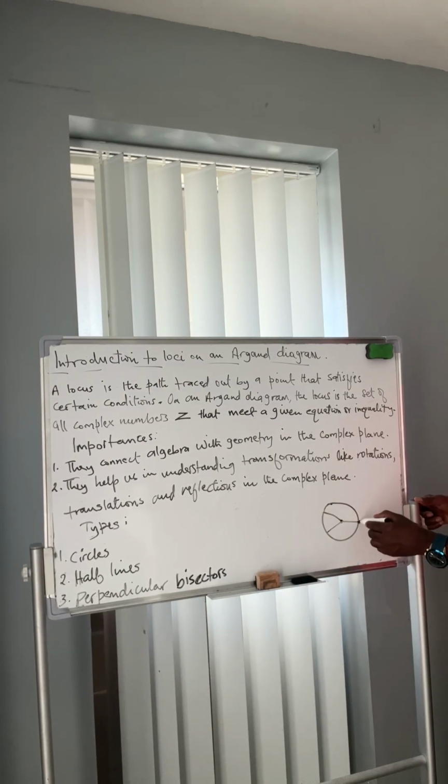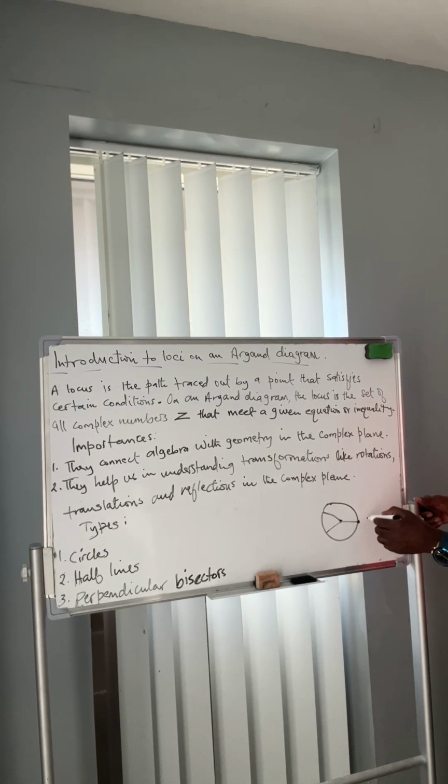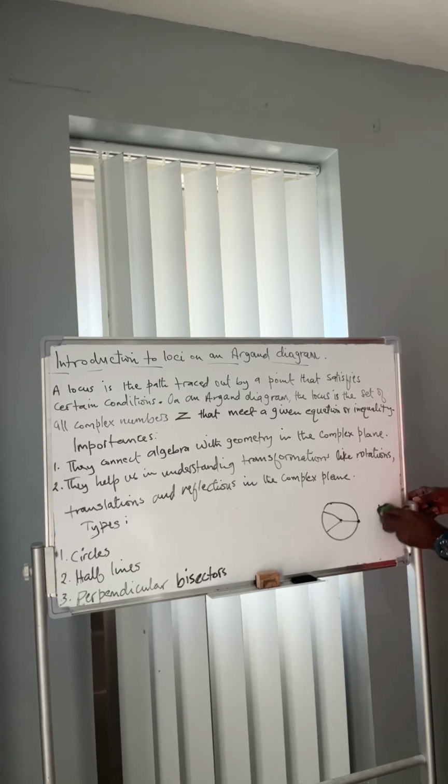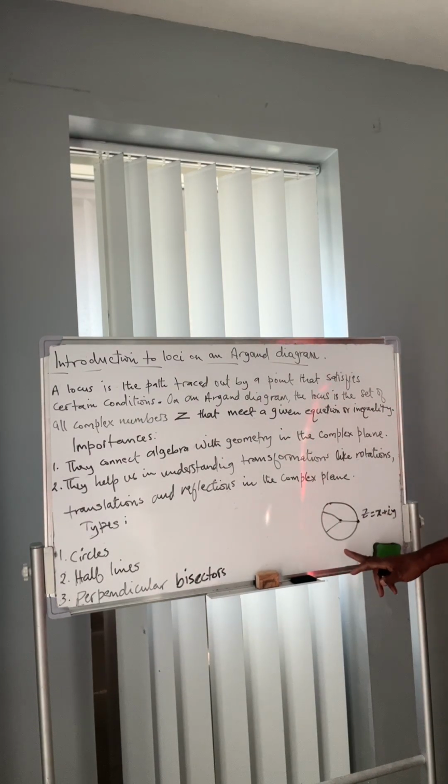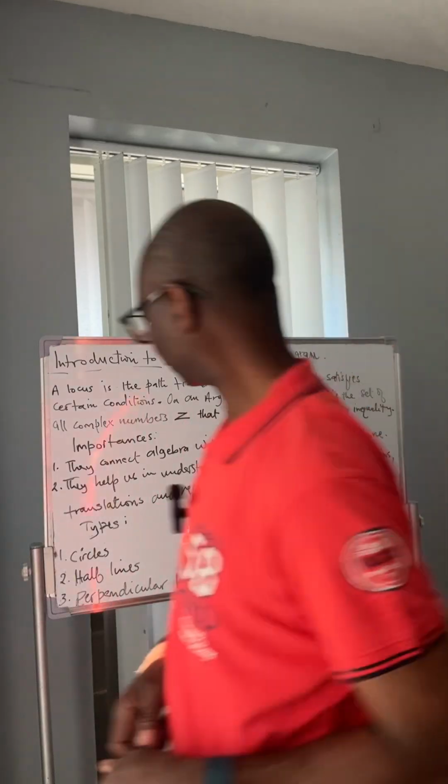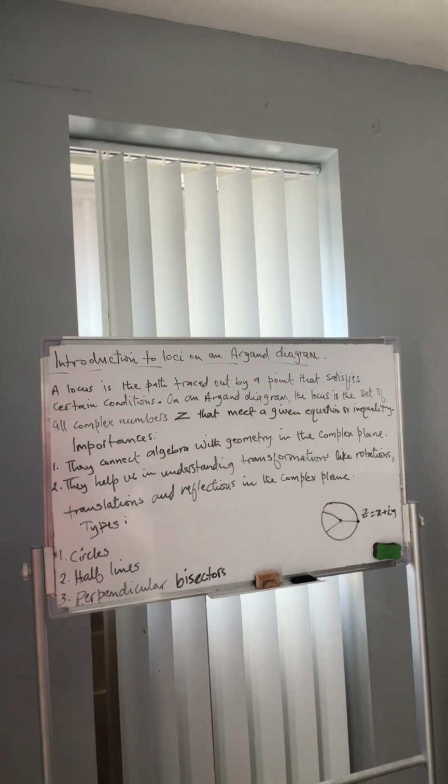So each point here is x plus iy. So let me just call it z, x plus iy, because we are dealing with complex numbers. So each point on this circumference is this equation, is this function. We shall look at this in depth. And then we'll look at half lines.